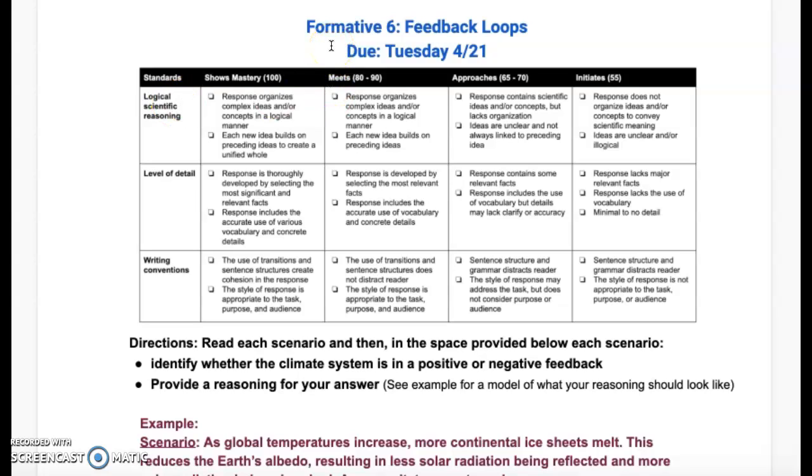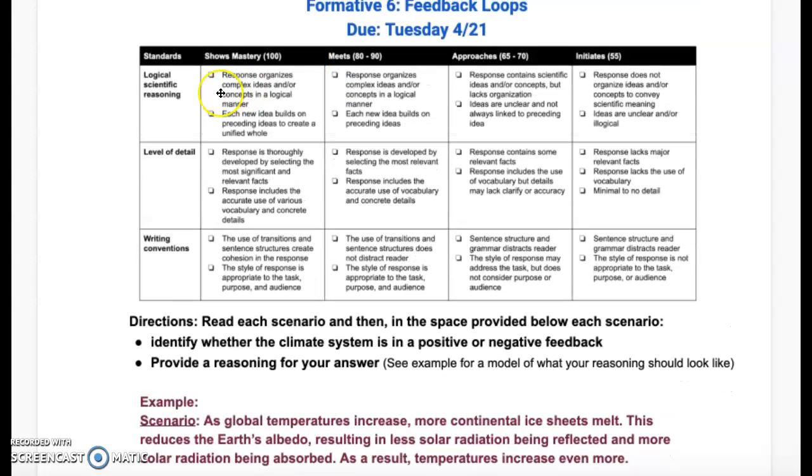Formative assignment 6, feedback loops. This is due Tuesday, the 21st. As always, you're going to be graded with this rubric on your scientific reasoning.